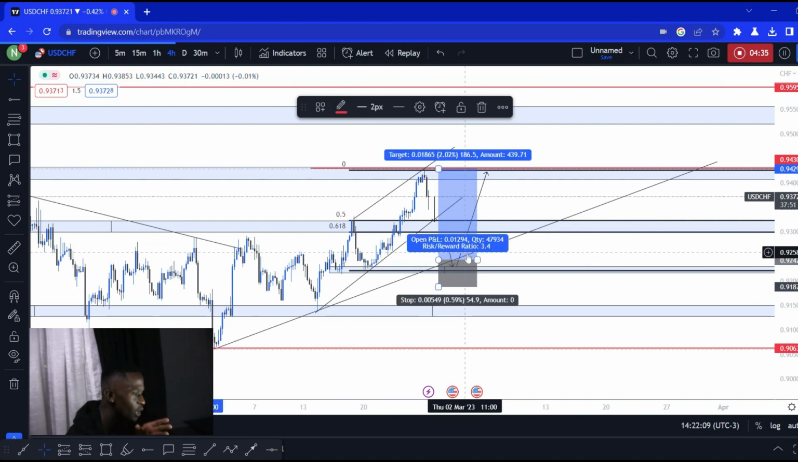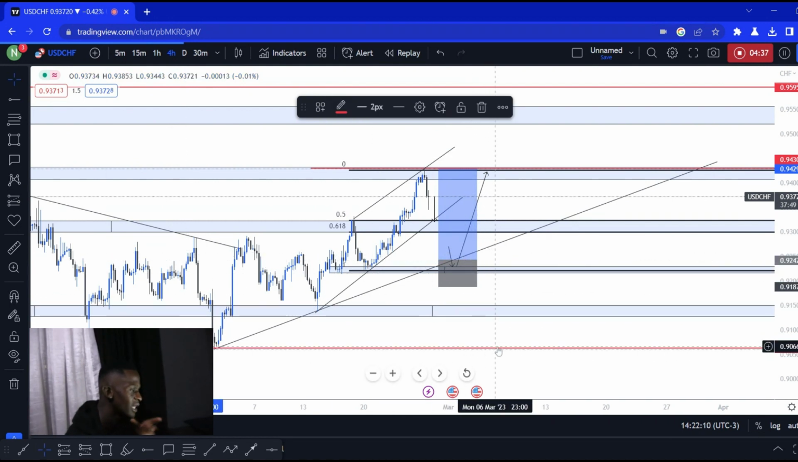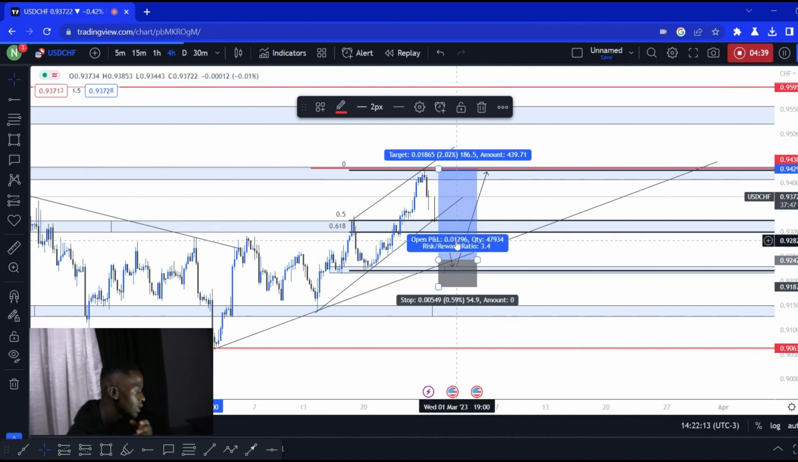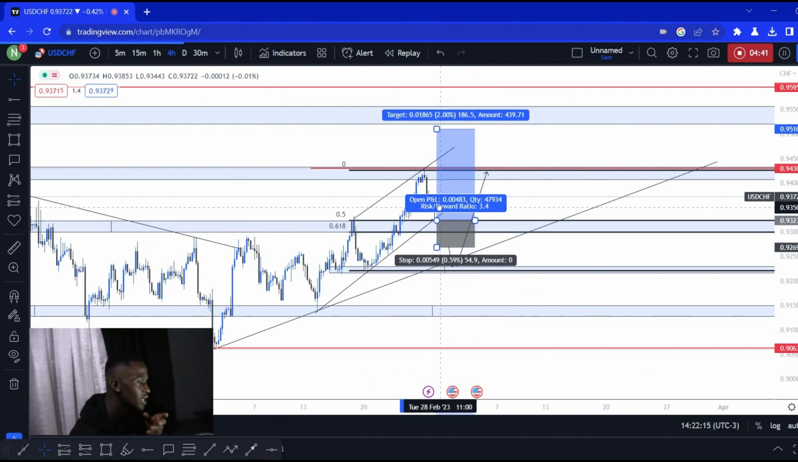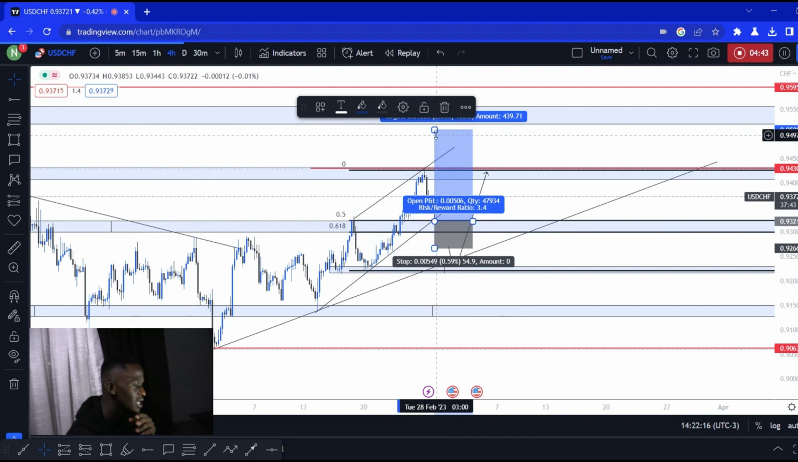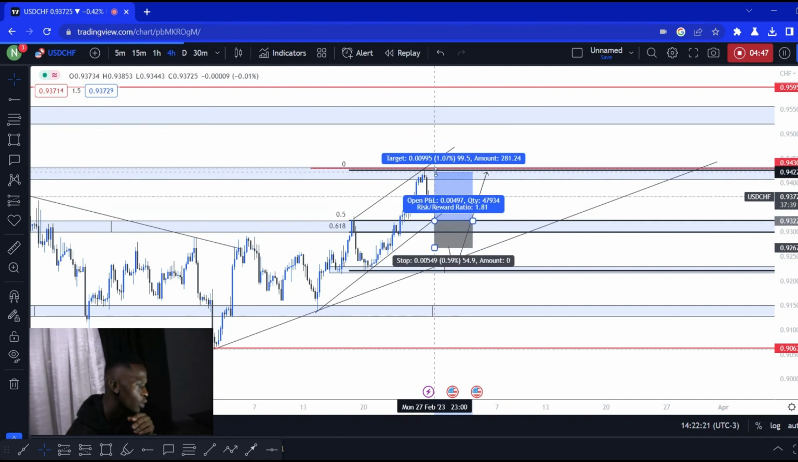But if the market decides to break out of this overall trend that we are having, then the market is selling, and then we'll sell the market. We'll wait for a breakout and sell the market all the way until the zone. So it's that simple. You get what I'm saying?